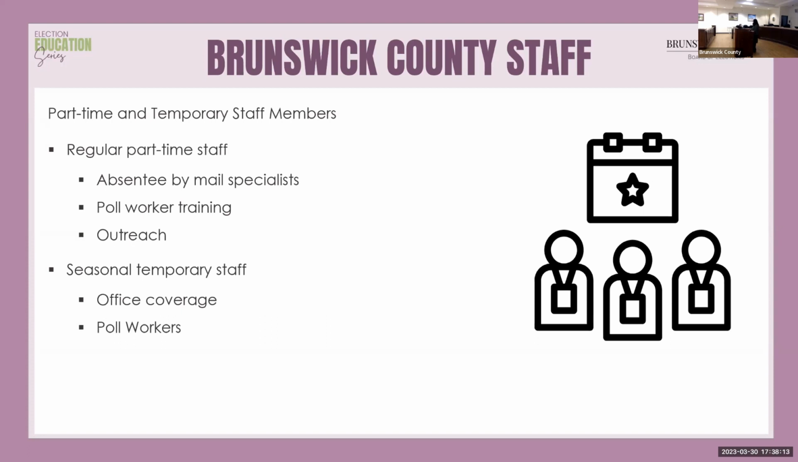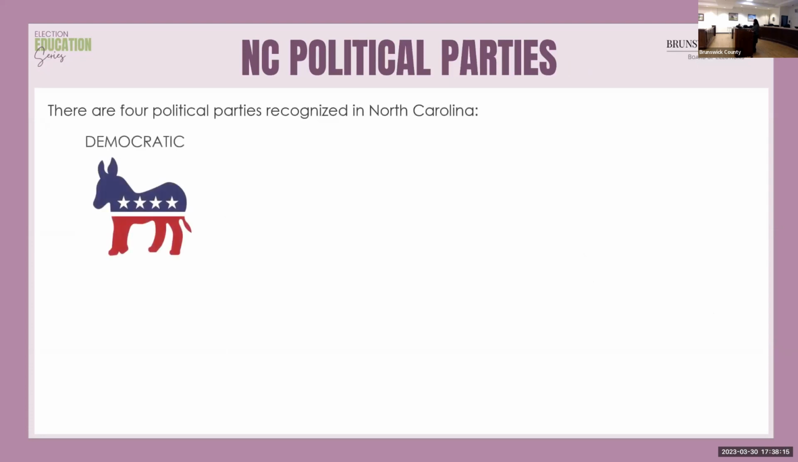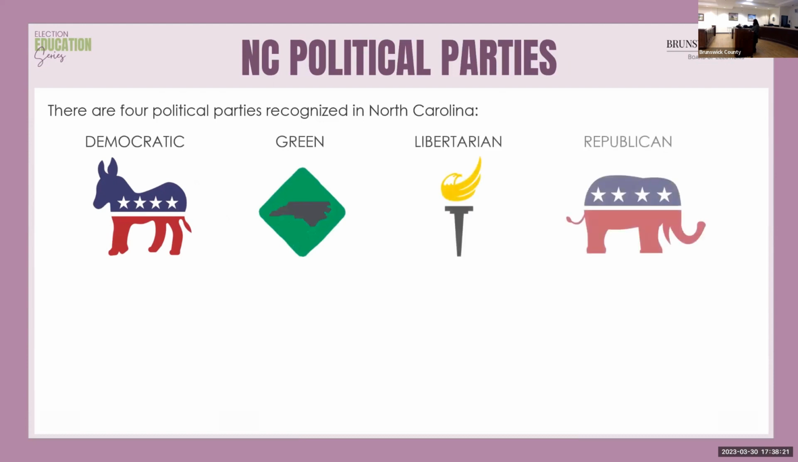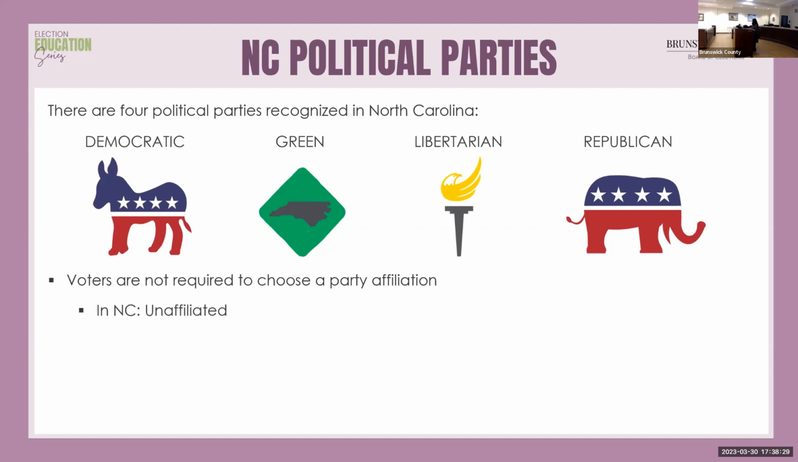So we have 4 political parties that are recognized in North Carolina. We have the Democratic Party, the Green Party, the Libertarian Party, and the Republican Party. A voter may choose one political party, or they can decide not to register with a political party. If a voter doesn't register with a political party, the voter will be registered as unaffiliated. That's what North Carolina voters are called when they don't register with a political party. Other states sometimes call these voters independent voters.